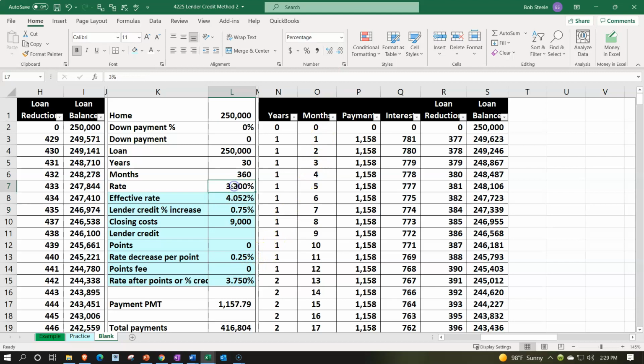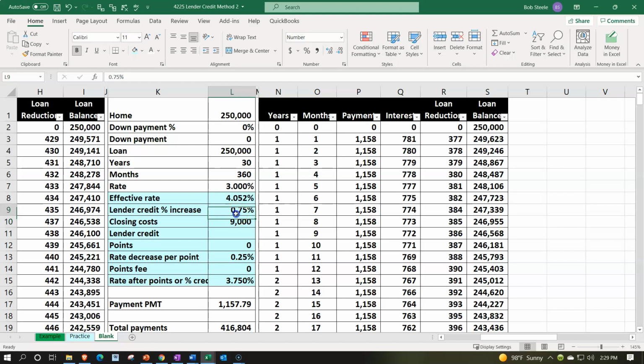So we go from 3%, the rate that's going to be calculated on the $250,000 loan. We're going to be increasing it by 0.75, which is going to be something determined by the lender in exchange for the credit of the 9,000. Again, that relationship will kind of change. It'll vary, so you have to see what you can get in terms of this change.